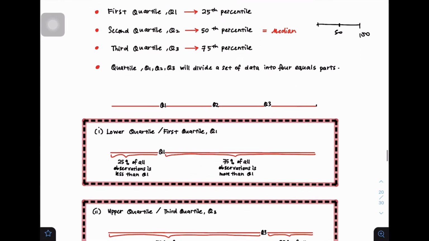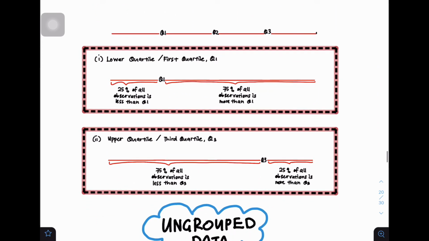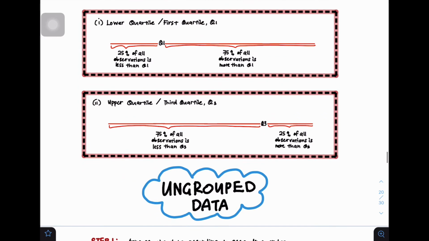Alright, so we have the lower quartile, which is Q1. Q1 ni kita panggil dia sebagai lower quartile, and Q3 kita panggil dia sebagai upper quartile. Okay, third quartile Q3 kita panggil dia sebagai upper quartile.